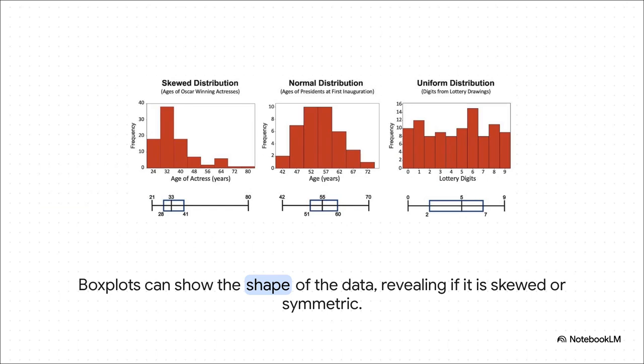But this is where box plots really shine. They don't just summarize your data, they can actually show you its shape. Check it out. A symmetrical, bell-shaped data set gives you a nice, even box plot. But if your data is skewed, the box and whiskers get all stretched out on one side. You can tell so much about your data just by looking at this one simple chart.